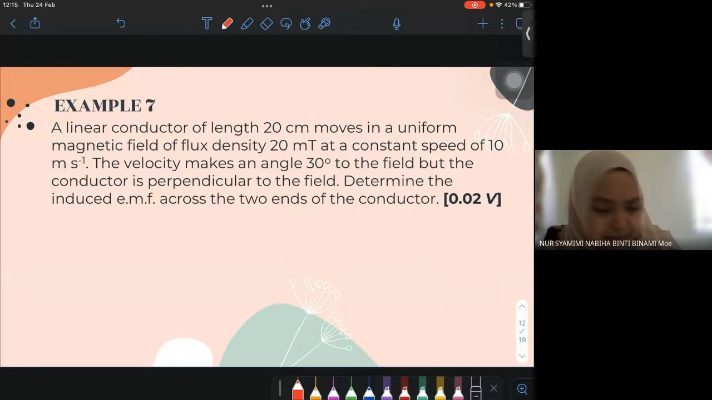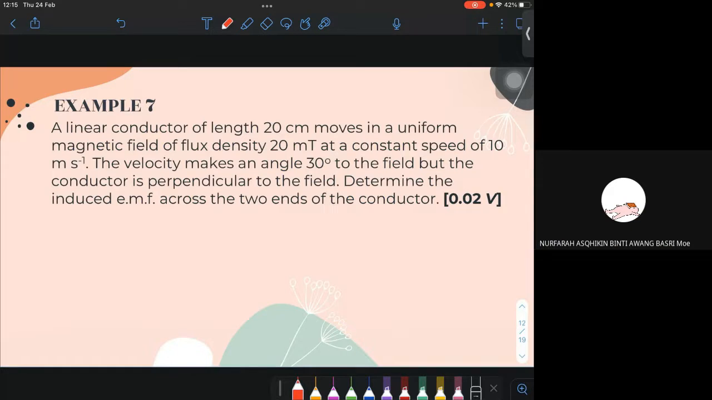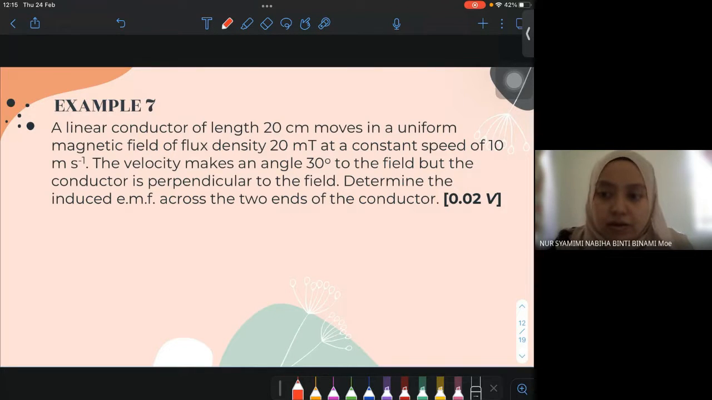Ada soalan? Tiada, madam. Okay. So before we buat example, isi attendance dulu.